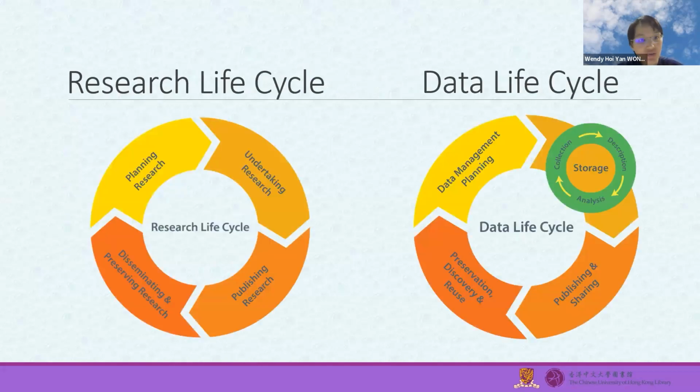In the research life cycle, you plan your research, starting from the yellow part on the left, and then you undertake your research, doing some study of your research topic. Then you publish your research in a journal article, journal book, or even physical or electronic books, and then you further disseminate and preserve your research. So this is the research life cycle. Your research output will generate the next research topic, where someone else or you do further planning of research.